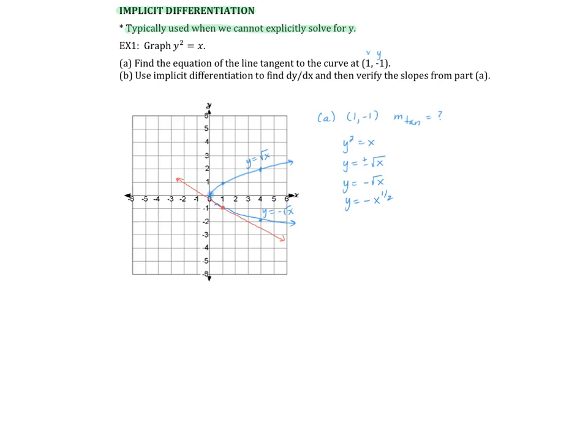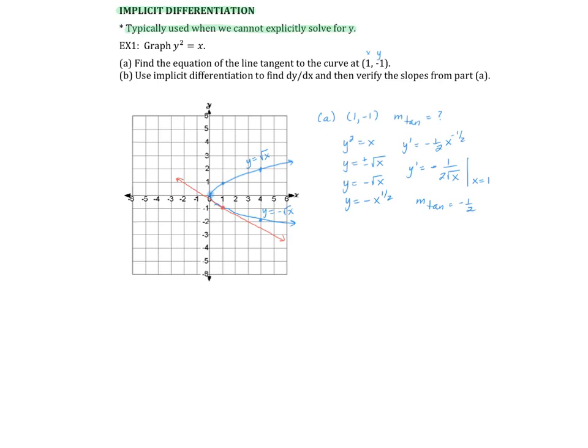So when I find the derivative, which would give me the slope of this tangent line, the derivative is equal to negative 1/2 x to the negative 1/2, or negative 1 over 2 times the square root of x. So remember, I was supposed to find the derivative when x is equal to 1, which gives me negative 1/2. So the slope of my tangent line is equal to negative 1/2.